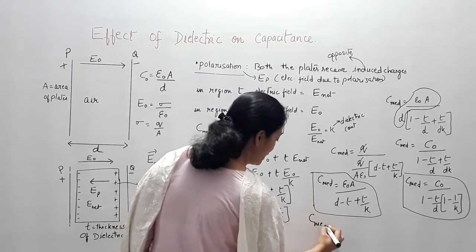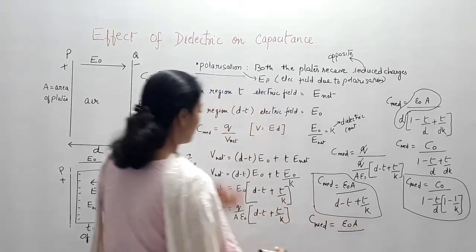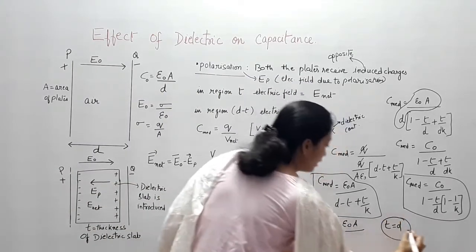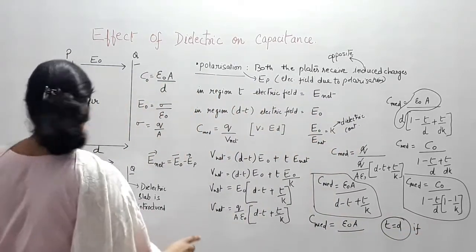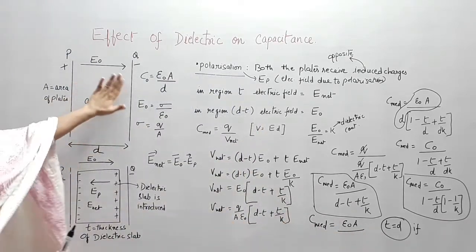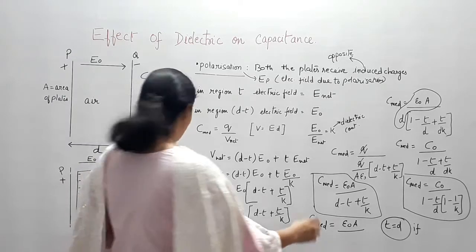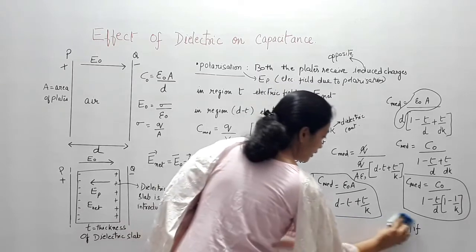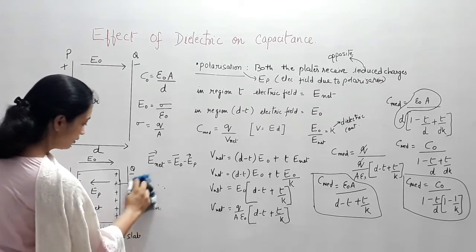Suppose the thickness of the slab is equal to D. If this is the situation, what does this mean? It means that we can write it somewhere else also. This means that the entire space between the plates of the capacitor is filled with dielectric. I will better write it somewhere at the top so that it's clearly visible to you.